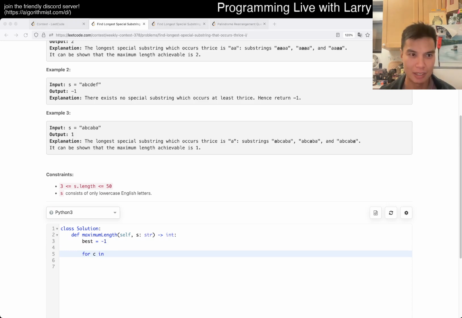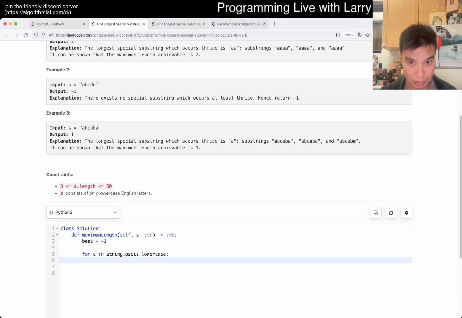String dot ASCII lowercase. Like, I should be better about it. What am I doing?